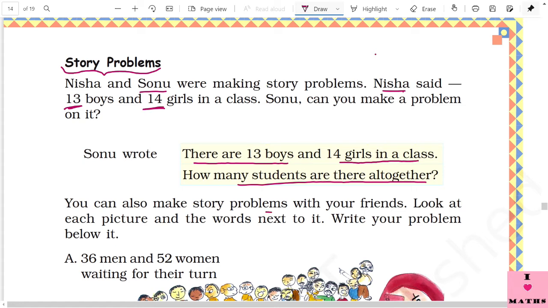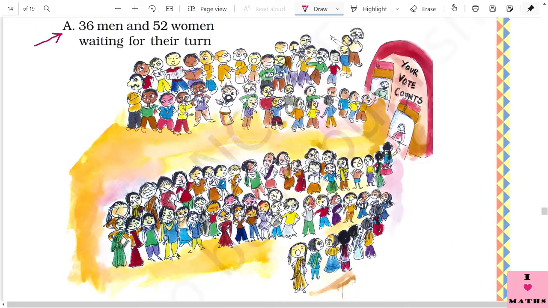You can also make story problems with your friends. Look at each picture and the words next to it. Write your problem below it. So come children, let us also make story problems. A.